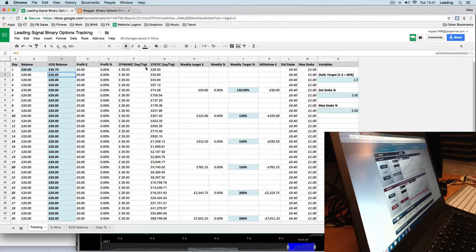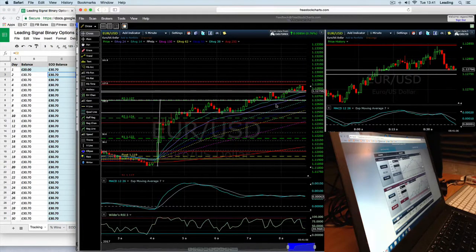And I'm actually ahead of my daily target of 53%. I'm ahead of my daily target, so that's another reason to go easy. It's always best to go easy, to be honest. It's easier to lose money than it is to make money in binary options.